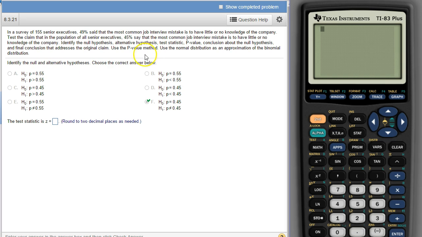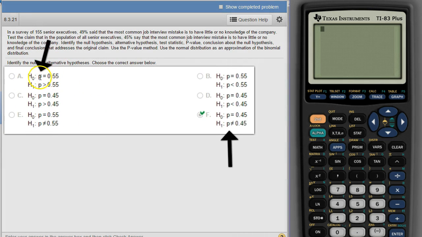Now again, I know this is a hypothesis test because it talks about the p-value method. It says null and alternate hypothesis. We can tell that this is a hypothesis test just because of the wording, the vocabulary that's being thrown around. Because of the percentages and the numbers that they're giving us, I know this is a hypothesis test about a proportion.